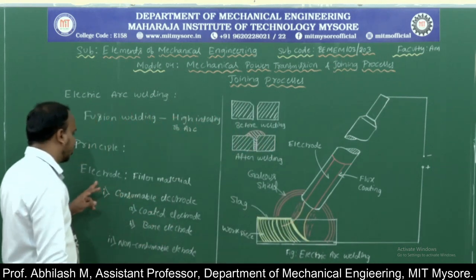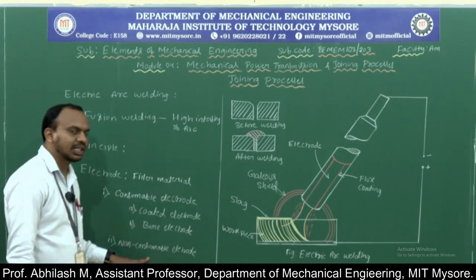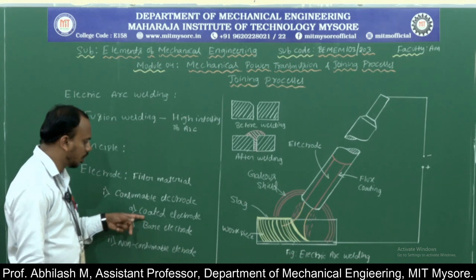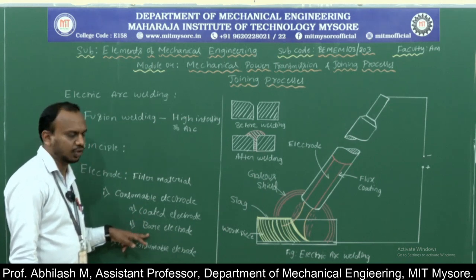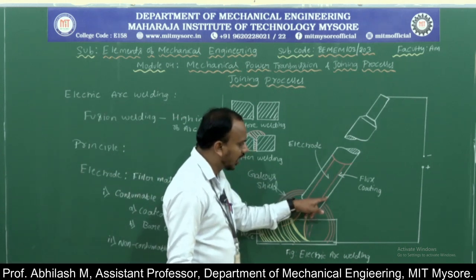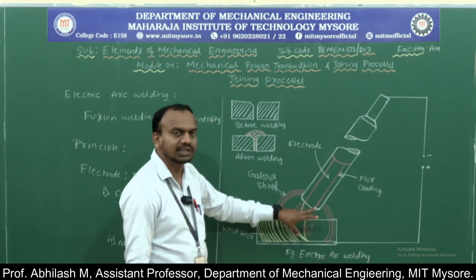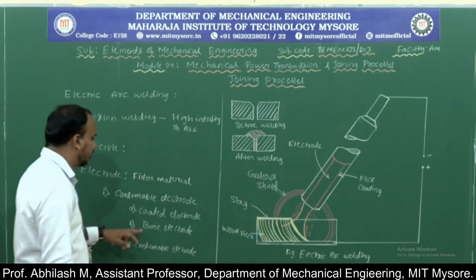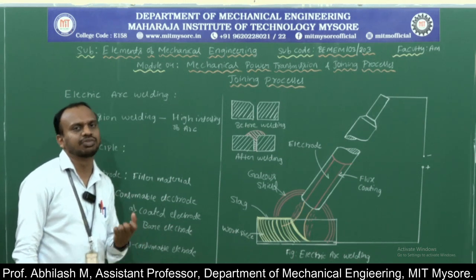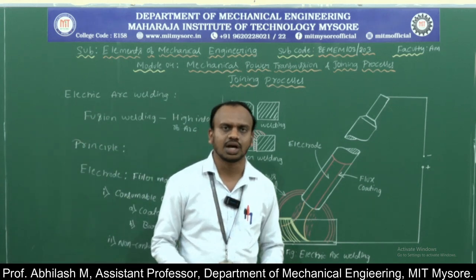So under electrodes, we have understood that basically electrodes are the filler material. There are two types: the consumable electrode and the non-consumable electrode. Under consumable electrodes, we have two categories: the coated electrode and the bare electrode. The coated electrode is protected with a flux coating around it to ensure that no oxidation takes place during the process and the same arc length is maintained throughout. The bare electrode forms welding joints of weaker section. The non-consumable electrode is not consumed during the process.